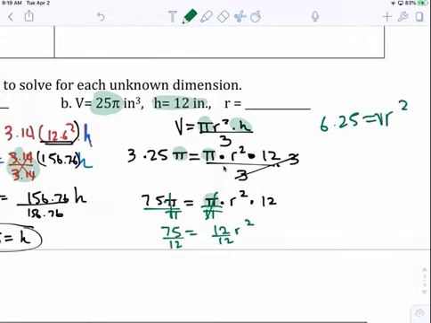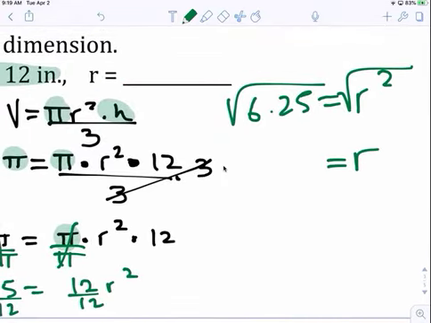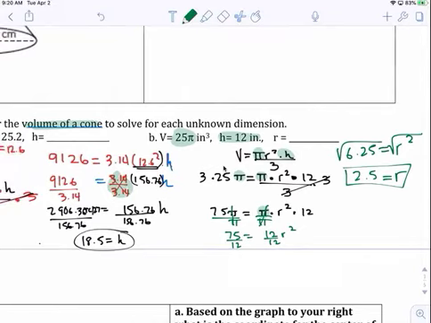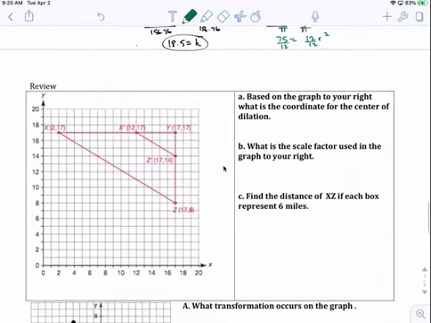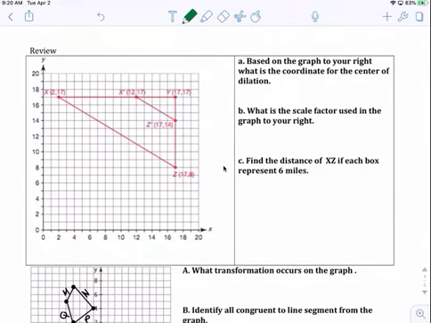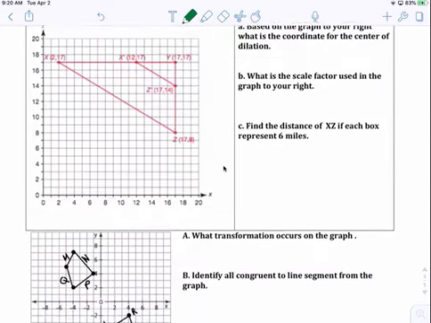Then take the square root of that. Then the radius is 2.5. Let me make sure. Yeah, so the radius is 2.5. I think I have a problem like this on your next quiz or test. I know I do, because it's important you know how to get rid of things like this in the context of the problem.